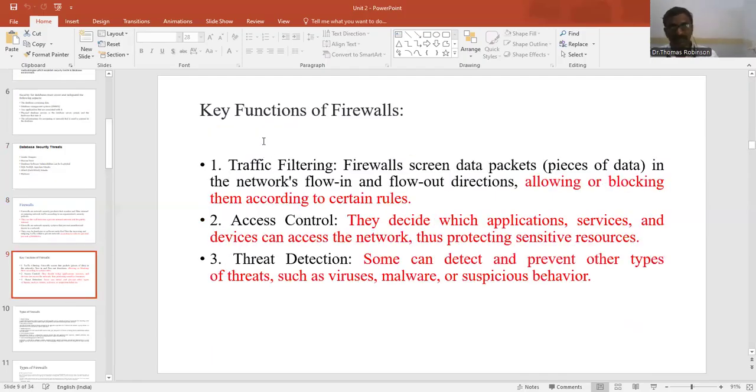The key functions of firewalls are traffic filtering, access control, and threat detection. Traffic filtering means the flow in and flow out directions, allowing or blocking them according to certain rules. They decide which applications, services, and devices can access the network, thus protecting the sensitive resources. Threat detection means they can detect and prevent other types of threats such as viruses, malware, and suspicious behaviors.